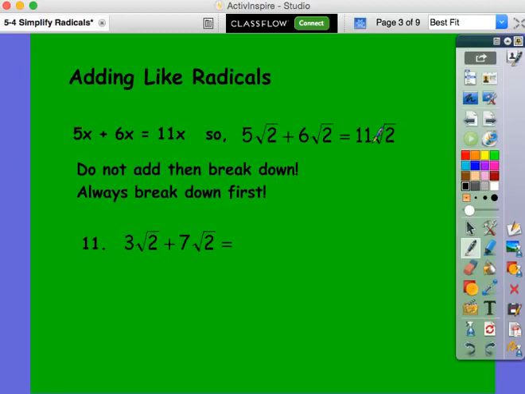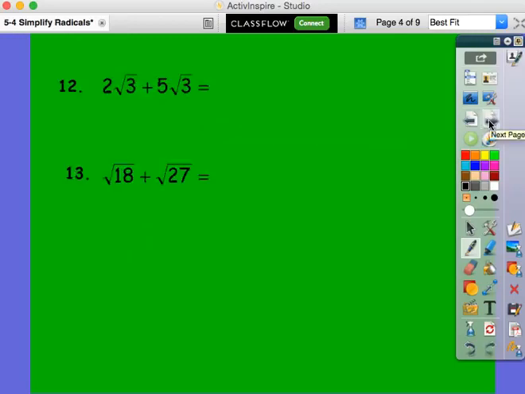So for number 11, do they have the same number inside the radical? Yes. So we leave the radical alone, square root of 2, and add the numbers in front. 10, 10 square root of 2. Okay, number 12, what would this one be? 7 square root of 3. 7 square root of 3. Very good. How about 13?